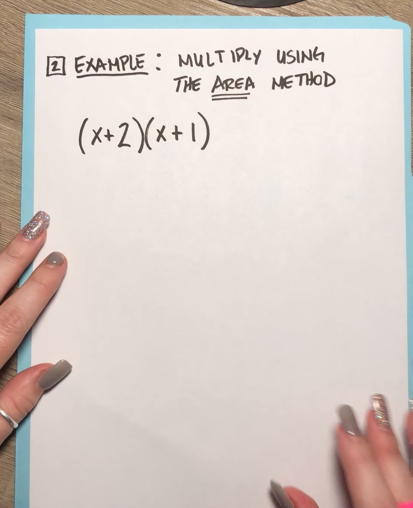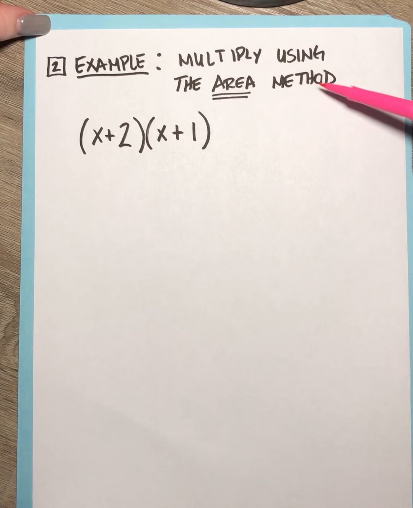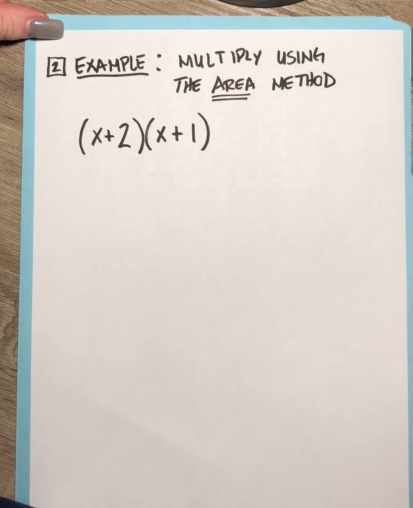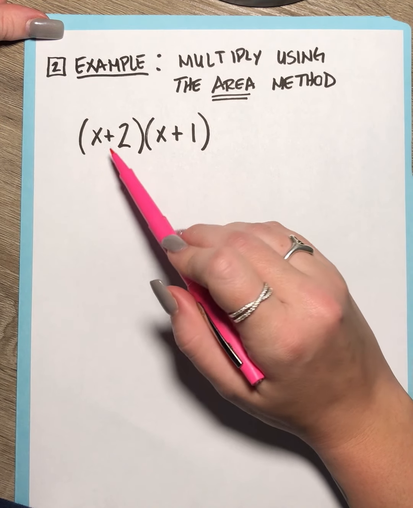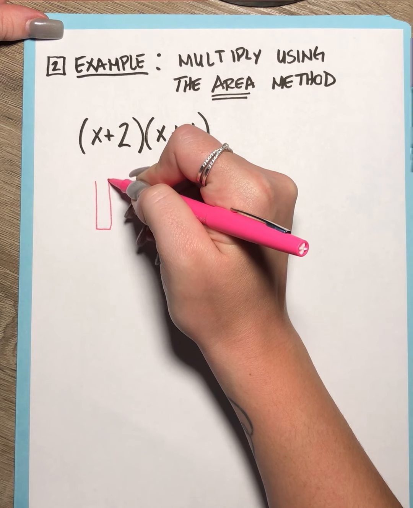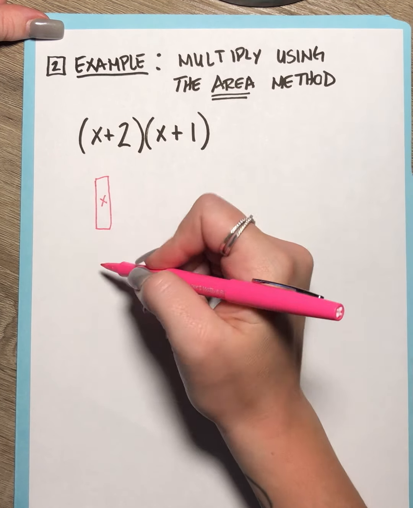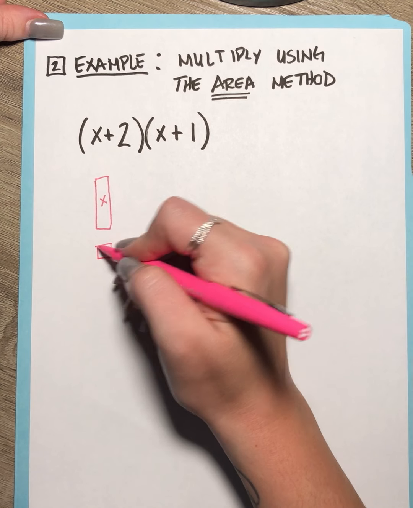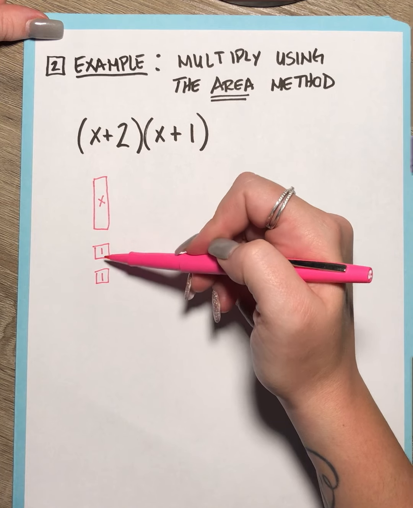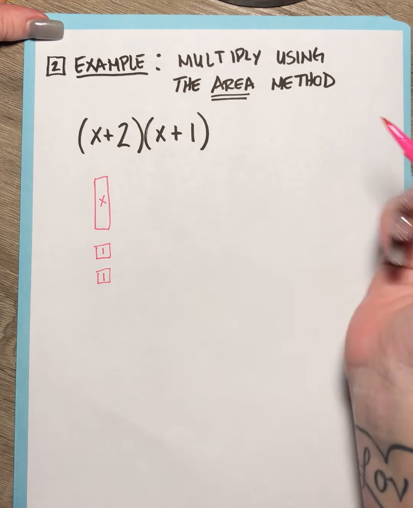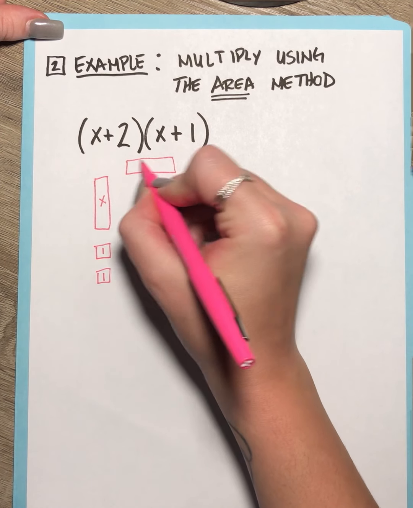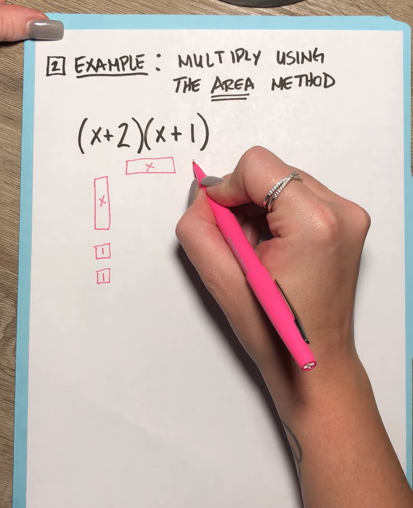So our first example of multiplying using the area method, we have to multiply x plus 2 times x plus 1. So first we need to represent what these are in area tiles. So x plus 2, we have 1 x, right? And then we have 2 1s. This x and the 2 1s represent x plus 2. Now we have x plus 1. So we have 1 x, and we have 1 1.